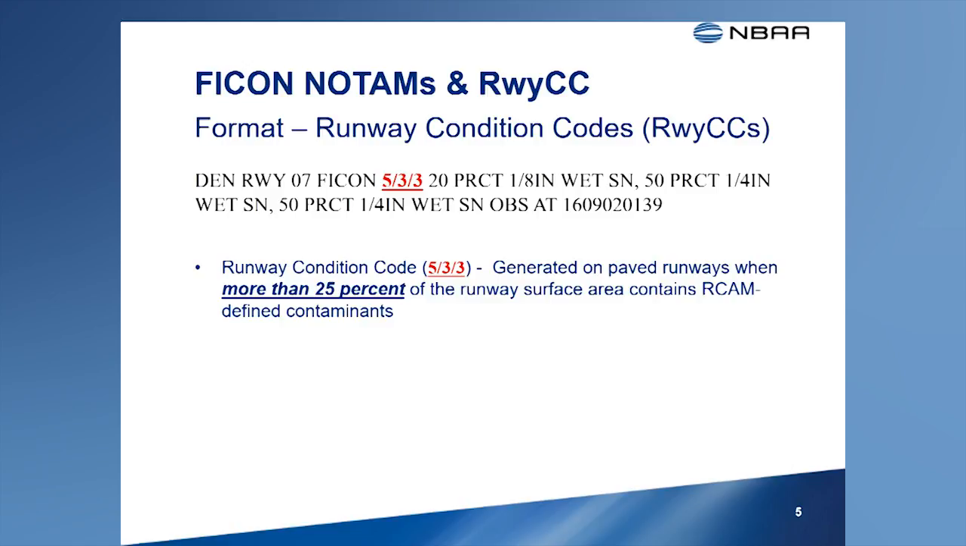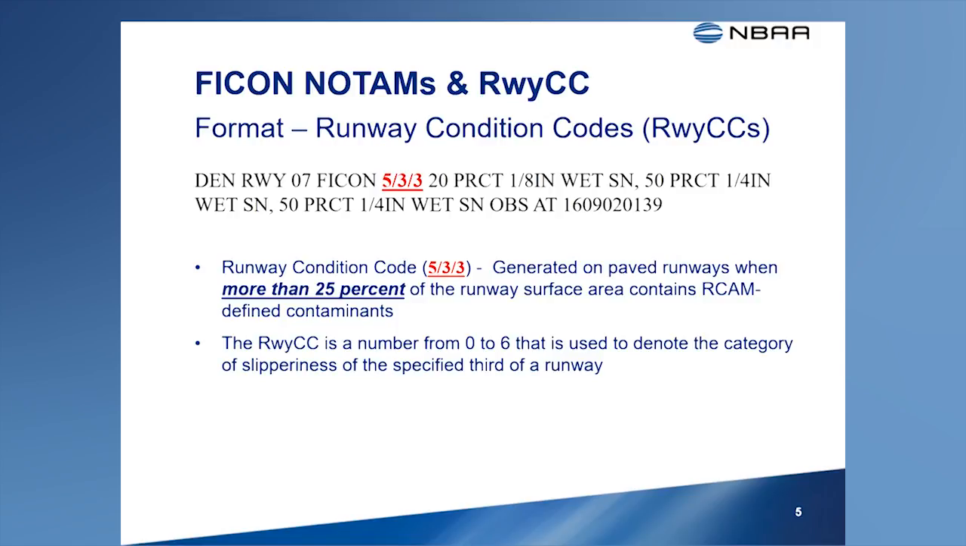A separate runway condition code is generated for the touchdown third, the midpoint third, and the rollout third of the runway. Each code is generated by FAA's NOTAM system using the observed runway conditions or contaminants reported by the airport operator and FAA's Runway Condition Assessment Matrix. These codes, numbered from 0 to 6, are a measure of the relative slipperiness of the runway surface. The lower the number, the more slippery that surface is likely to be.